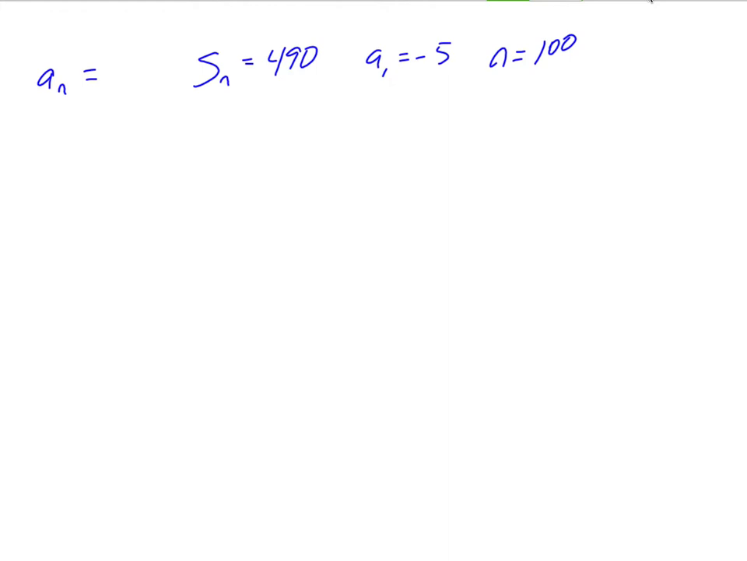So I need to choose one of my two sum formulas to find a sub n. Which sum formula do I want? First one or the second one? First one, because you have a sub n in it. The only formula that has a sub n in it is the first one. So that's what I want.